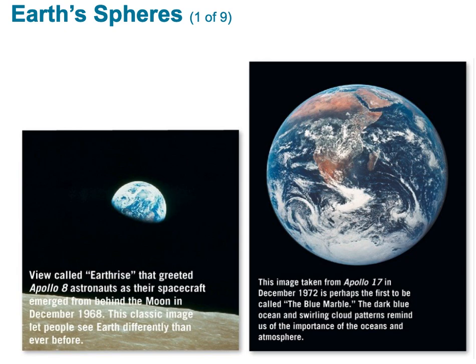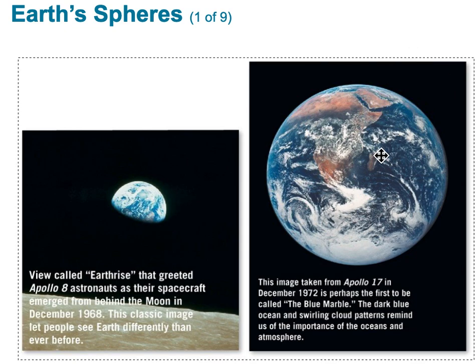So we could see all the four spheres interacting. We could see the atmosphere with the clouds appearing on this Earth. We could see the lithosphere, the land mass. We could see the hydrosphere and the biosphere with the vegetation.